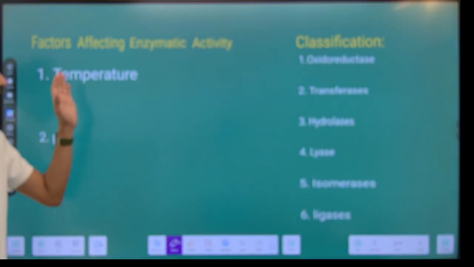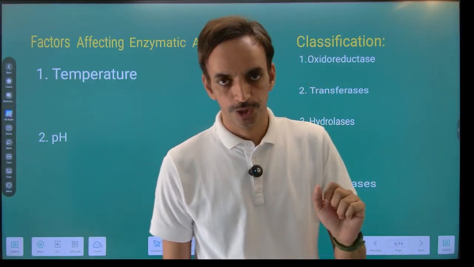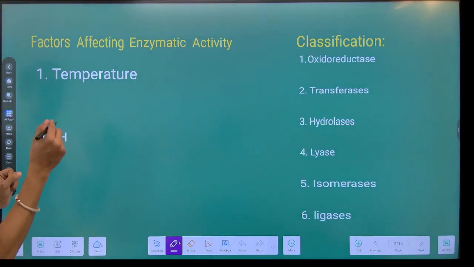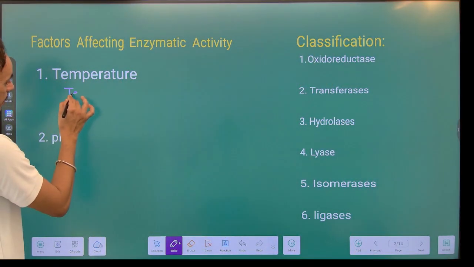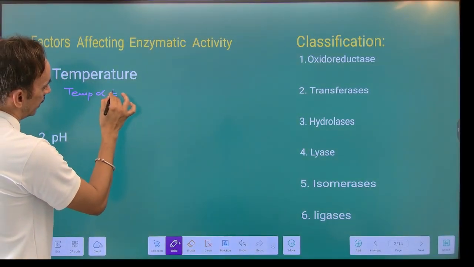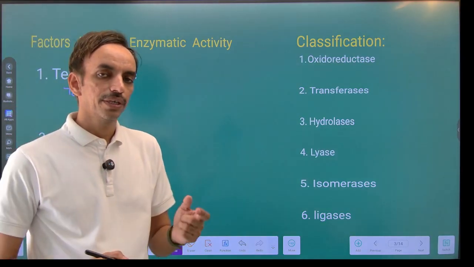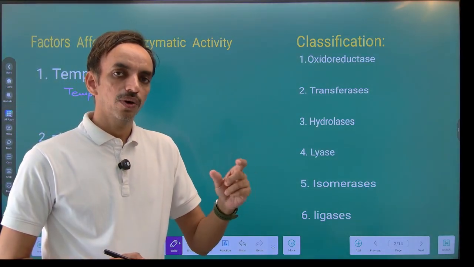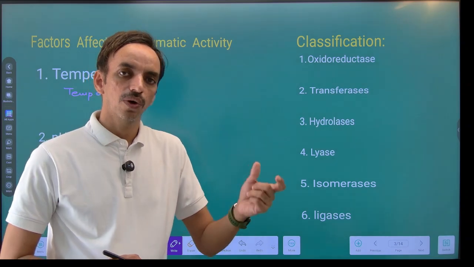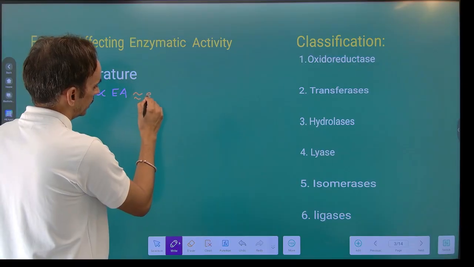Next, factors affecting enzymatic activity, and there are two major factors. One is temperature, the other is pH. If we talk about temperature, it is directly proportional to the enzymatic activity. As we increase the temperature, the enzymatic activity will also increase, or the rate of reaction will also increase, but only to a particular extent.